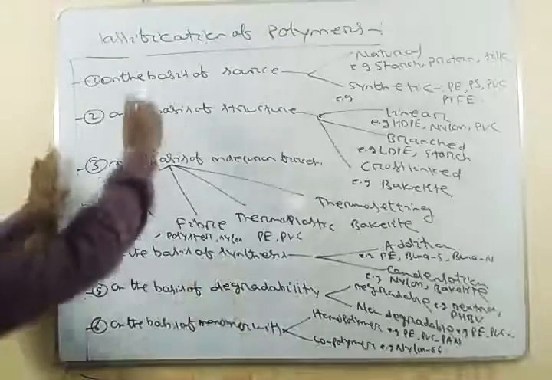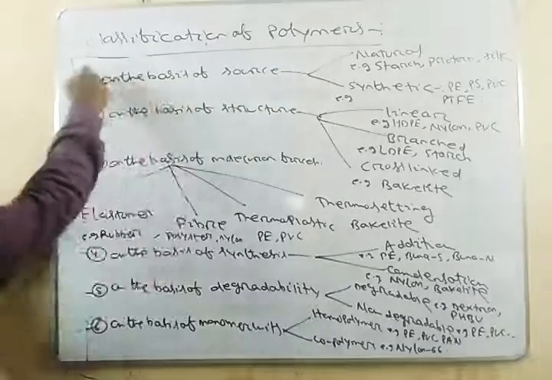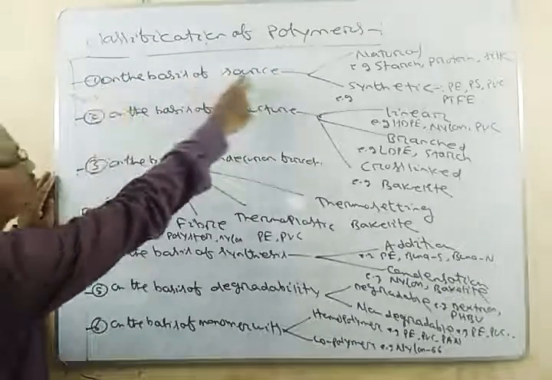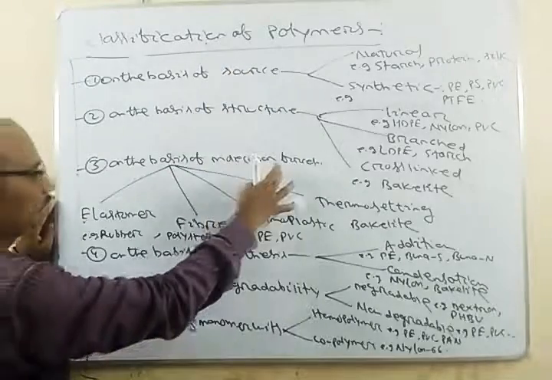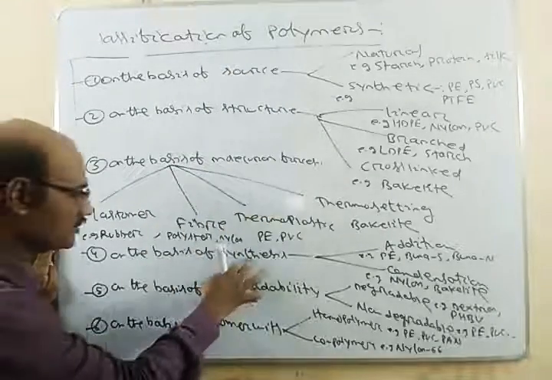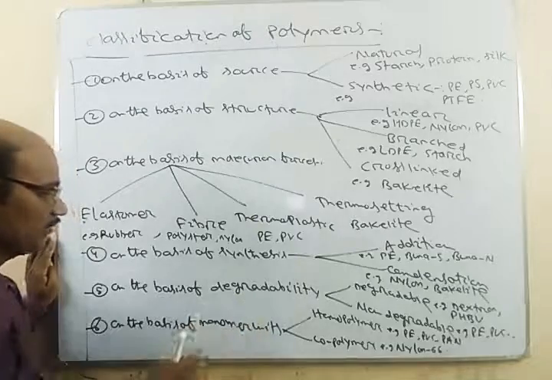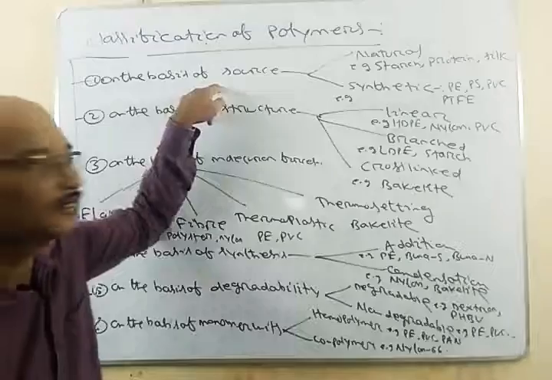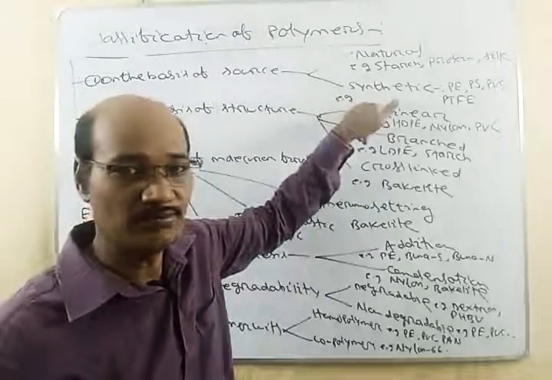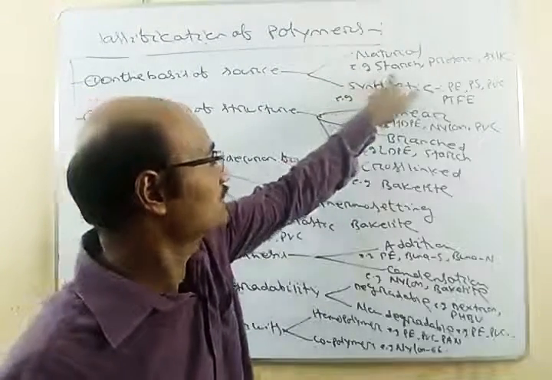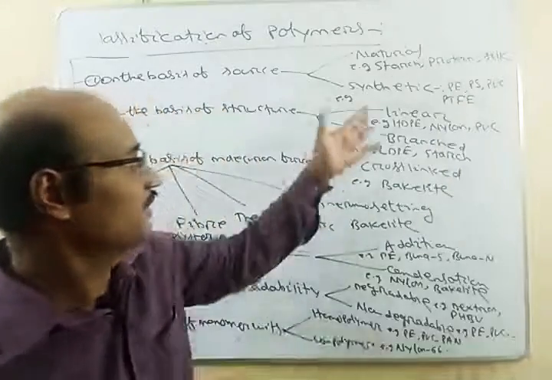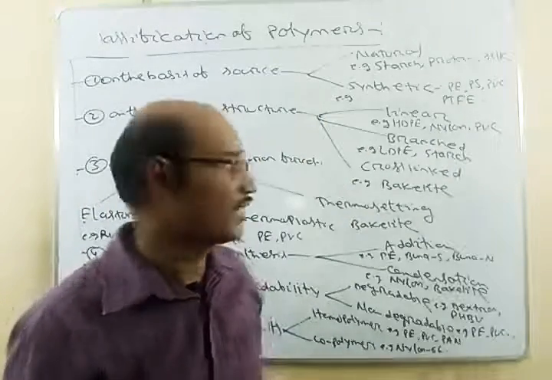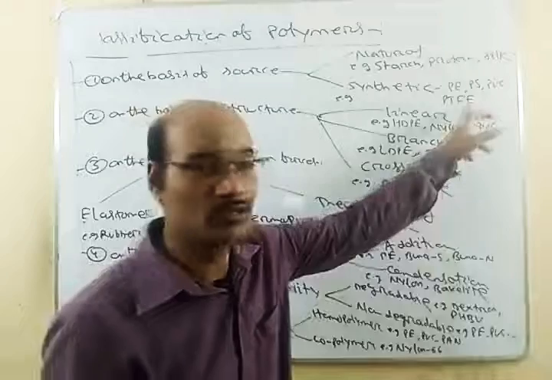Polymers are classified into 6 categories on the basis of source, structure, molecular forces, synthesis, degradability, and monomer units. On the basis of source, we have already discussed natural and synthetic. Natural examples are starch, protein, silk. Synthetic are polyethylene, polystyrene, PVC, polytetrafluoroethylene.